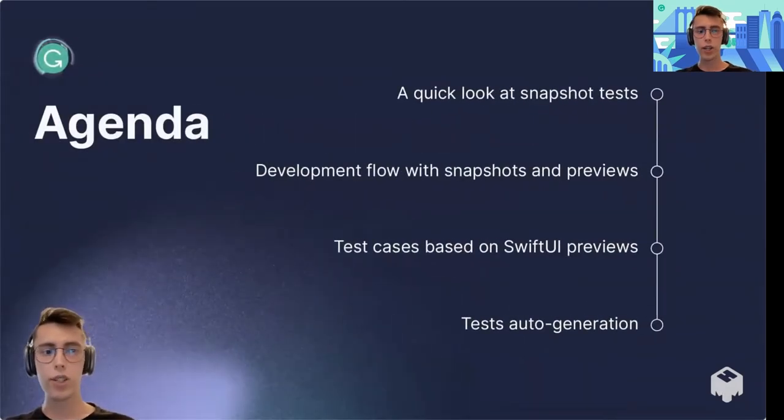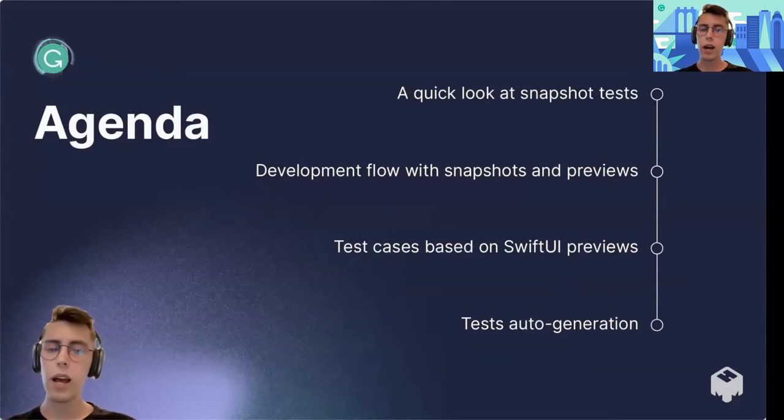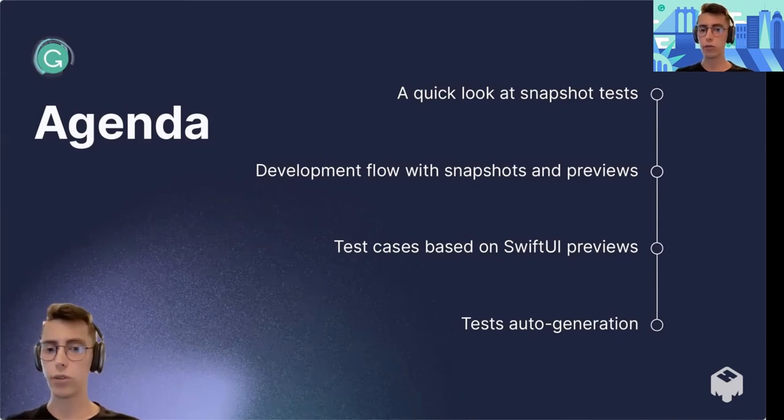So let's jump to the agenda. We'll have a quick overview of snapshot tests, especially for those who have never worked with them before. Then we'll talk about the development flow that you may be familiar with if you use both snapshot tests and SwiftUI previews, introduced in iOS 13. Then you'll find out how to create test cases based on these SwiftUI previews, to stop writing and maintaining these tests twice. And finally, you'll find out how to generate these tests automatically.